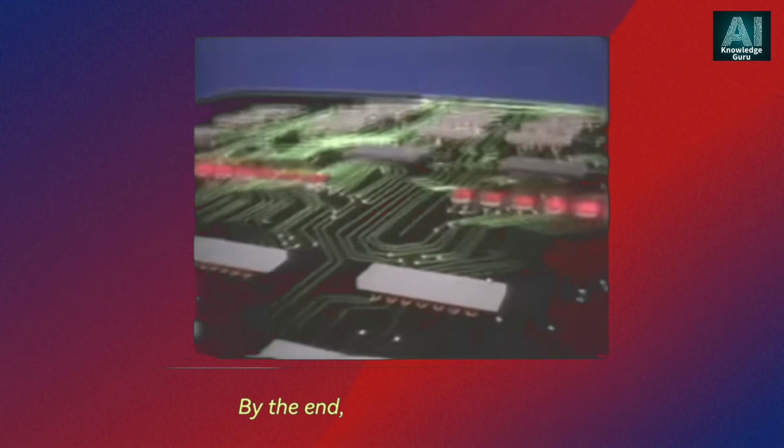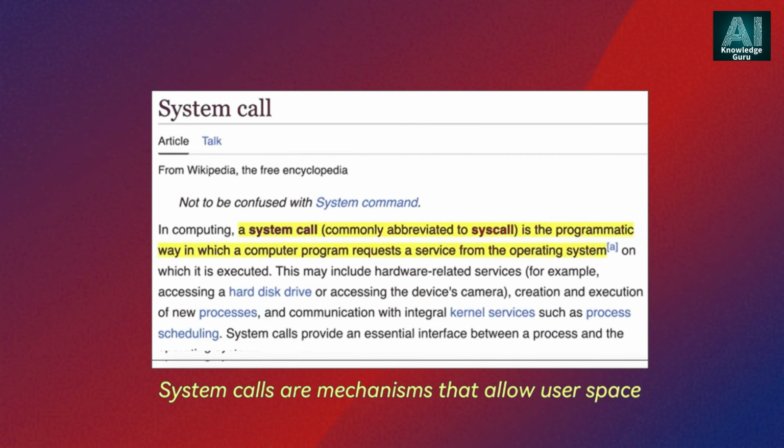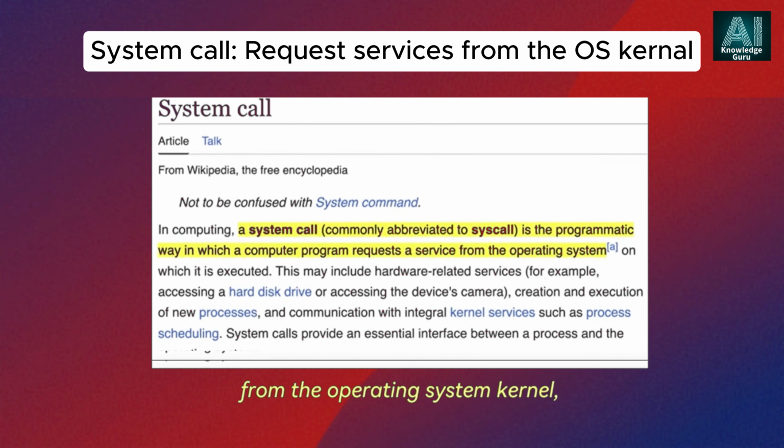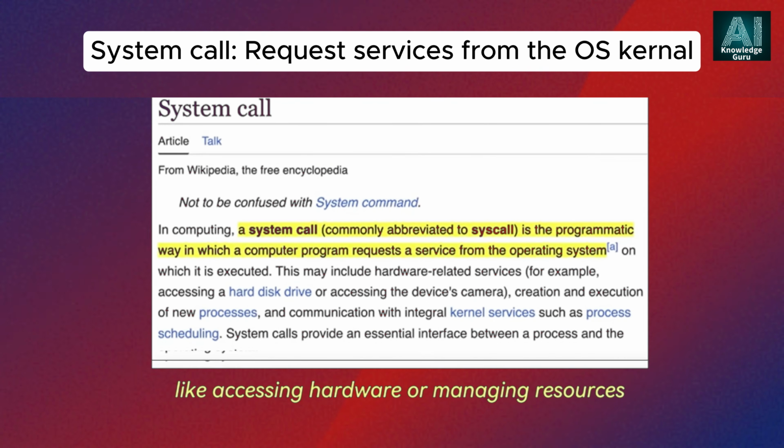Let's dive in. System calls are mechanisms that allow user space applications to request services from the operating system kernel, like accessing hardware or managing resources. Why is this necessary? Well, modern operating systems separate the execution environment into user mode and kernel mode. User mode is where your application runs. It's a restricted environment to protect the system from crashes or malicious code. Kernel mode is where the operating system has unrestricted access to the hardware and can execute privileged instructions. Direct access to hardware is not allowed in user mode. Instead, your app has to ask the kernel for help.